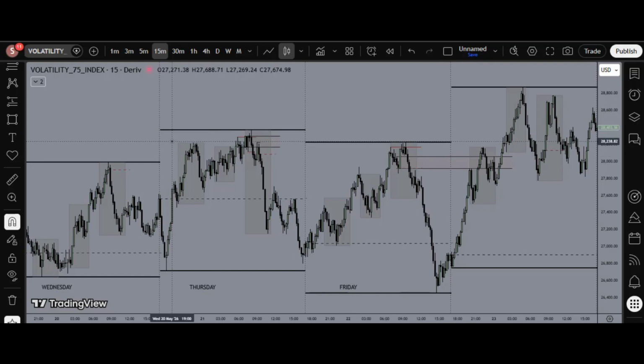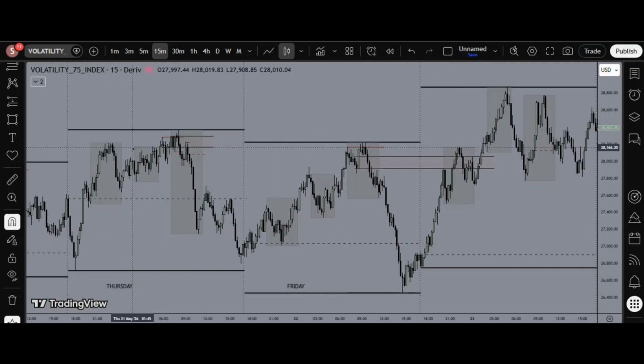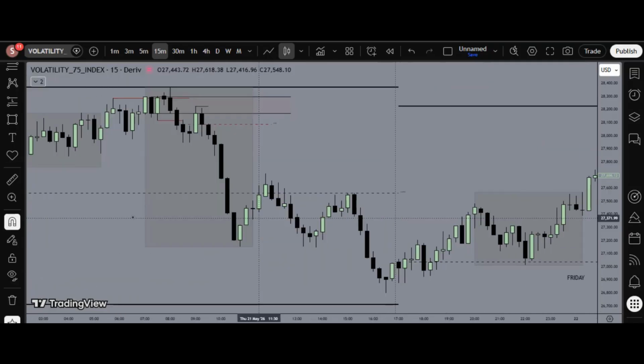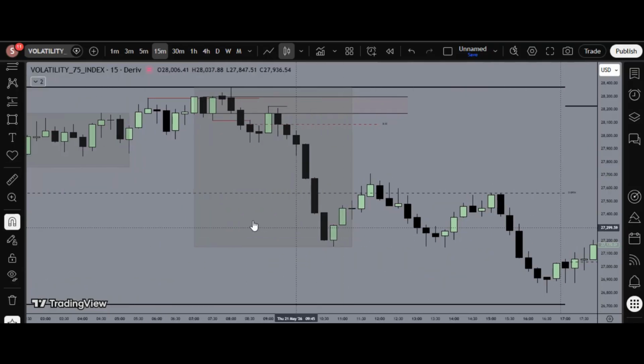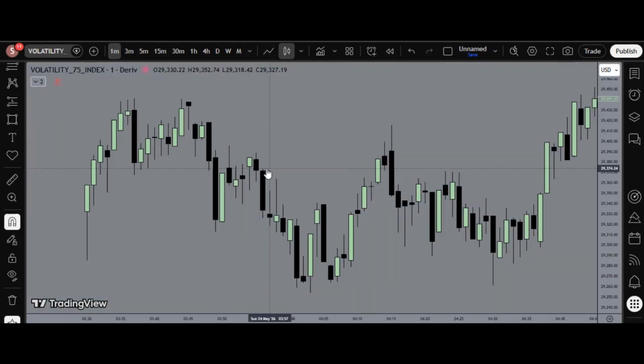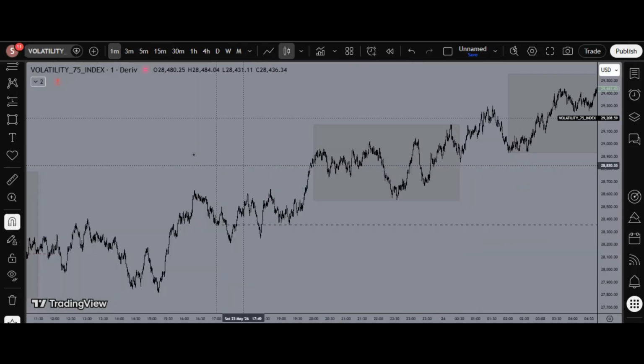Okay, now let's look at the winning trade. This is the winning trade. So look at our trades. This is our breaker, the last down candle before the liquidity sweep. Now if you go to the 1 minute, let's go to the 1 minute to look for an entry.